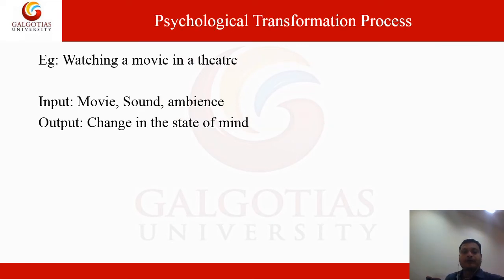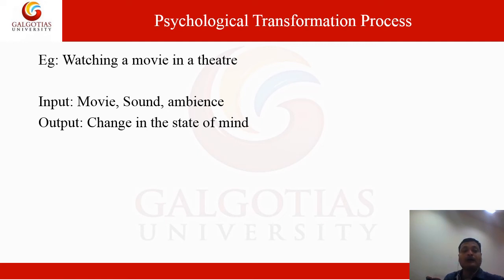The last transformation process is the psychological transformation process. Consider an example where you are going for a movie in a theater. Here you can see that many inputs, like the movie, sound system and ambience of the theater, everything is helping you change the state of your mind. Whenever there is a change in the state of mind of a person through a transformation process, that is known as the psychological transformation process or psychological conversion process.